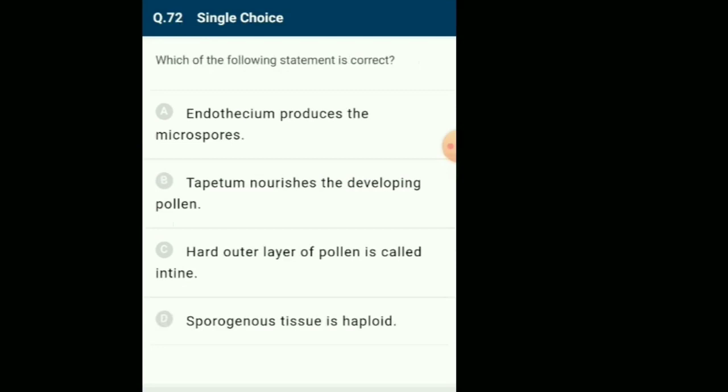Question number 72. Which of the following statements is correct? A microsporangium is generally surrounded by 4 wall layers: the epidermis, endothecium, middle layer and the tapetum. The outer 3 wall layers perform the function of protection and help in dehiscence of the anther to release the pollen. The innermost wall layer is the tapetum. It nourishes the developing pollen grains. Cells of the tapetum are food rich, possess dense cytoplasm and generally have more than one nucleus. So the answer is option B, tapetum nourishes the developing pollen.